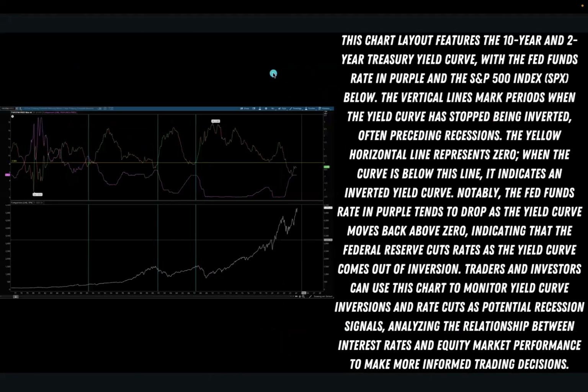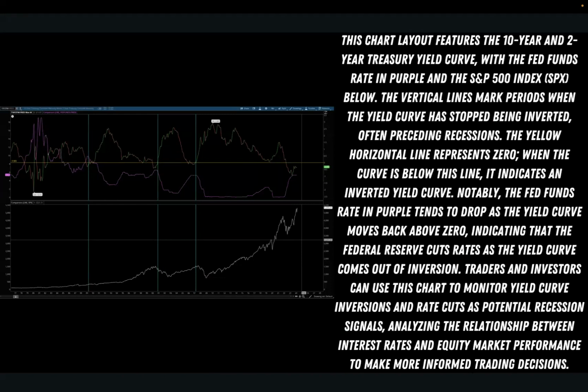Now, this chart is going to feature the 10-year and 2-year Treasury yield curve with the Fed funds rate in purple. So the purple line on this chart is the Fed funds rate. And then we've got the S&P 500 on the bottom here in white. The vertical lines mark periods where the yield curve has stopped being inverted. Everyone always talks about the yield curve inversion, but it's really when the yield curve is not inverted anymore that matters the most. Now, the yellow line on the chart is zero.